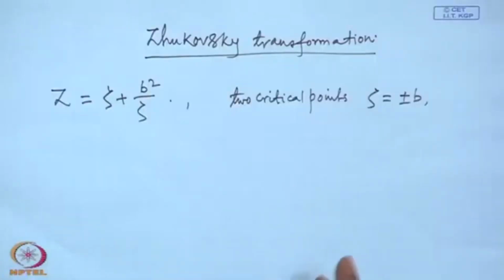So, since there are two critical points, if we have both the critical points on the surface of the circle, then the transformed geometry will also have two such sharp corners, because at the critical points the transformation is not preserving the shape, not preserving the angle, and the smooth surface becomes a sharp corner. So, if we have both the critical points on the surface of the circle, then we will get two such corners on the transformed geometry.